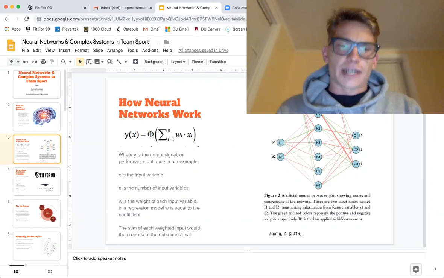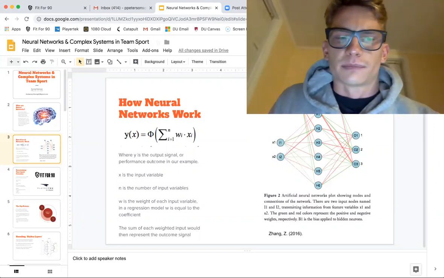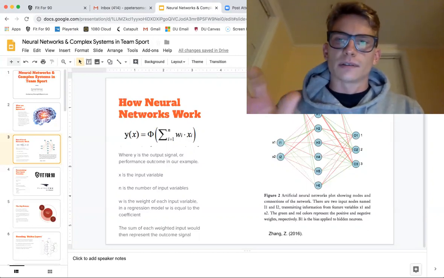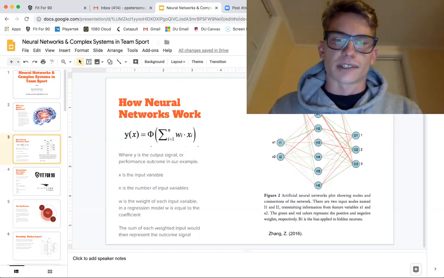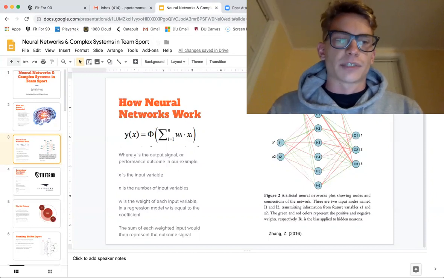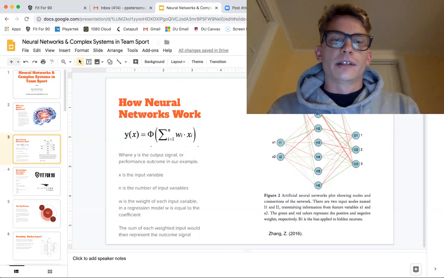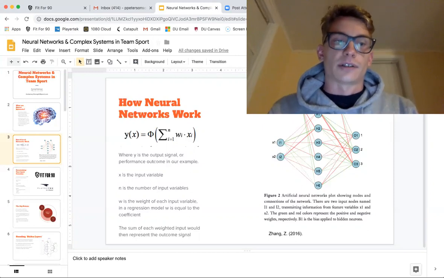The sum of each weighted output is then what represents the outcome signal. Now, the signals are not always totally accurate, as we'll come to see. And we have some measurements for that, residuals and hysteresis, that will give us a look at exactly how accurate our neural network itself is.